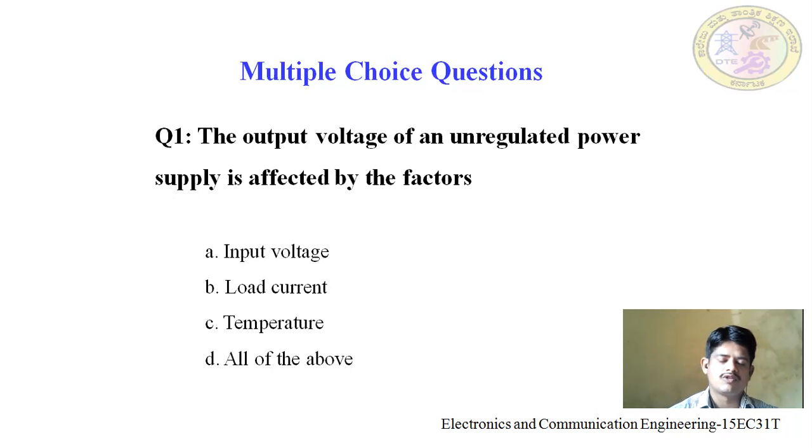So based on the concept we discussed, let's check our knowledge by going through some questions. These are multiple choice questions. The first question is: the output voltage of an unregulated power supply is affected by which factors?